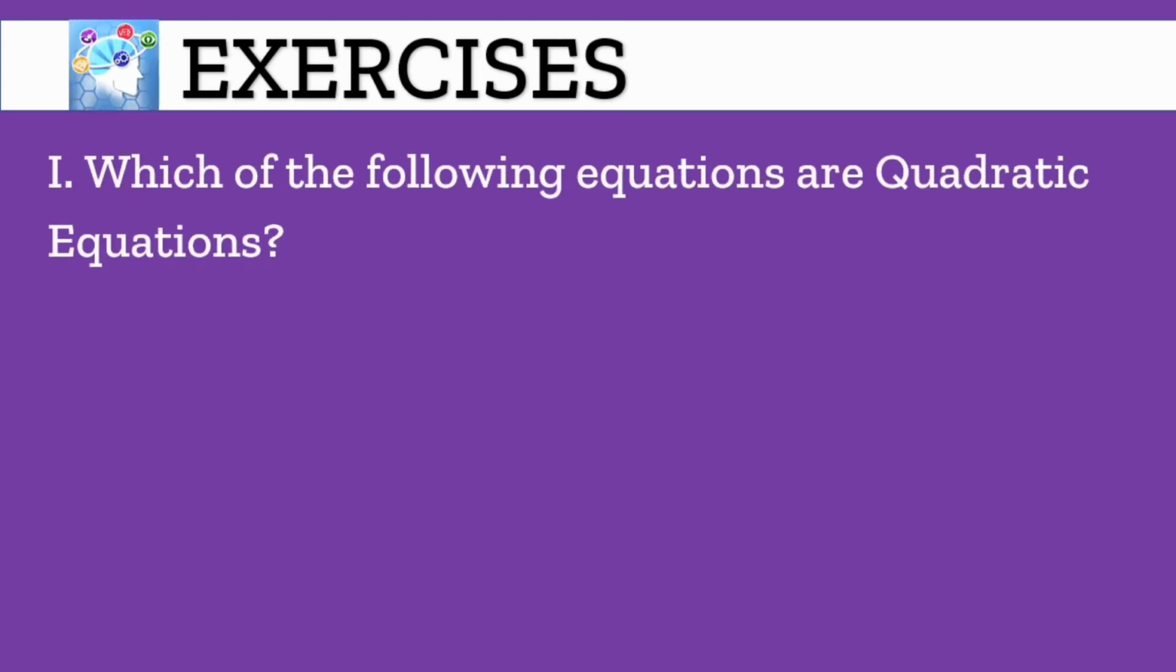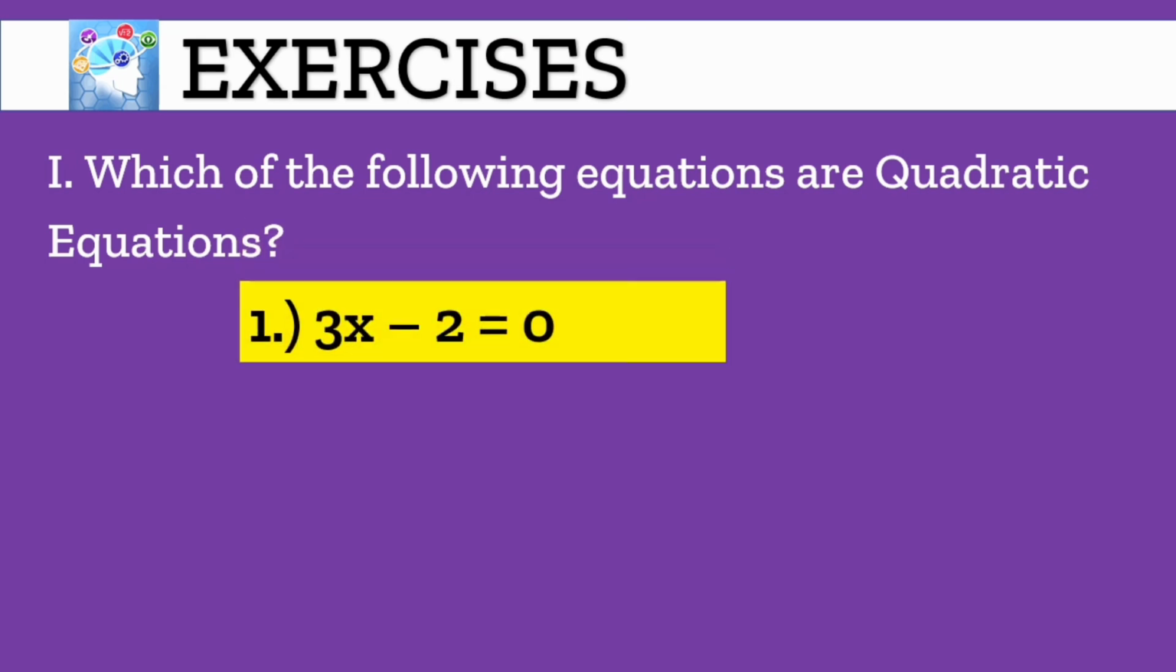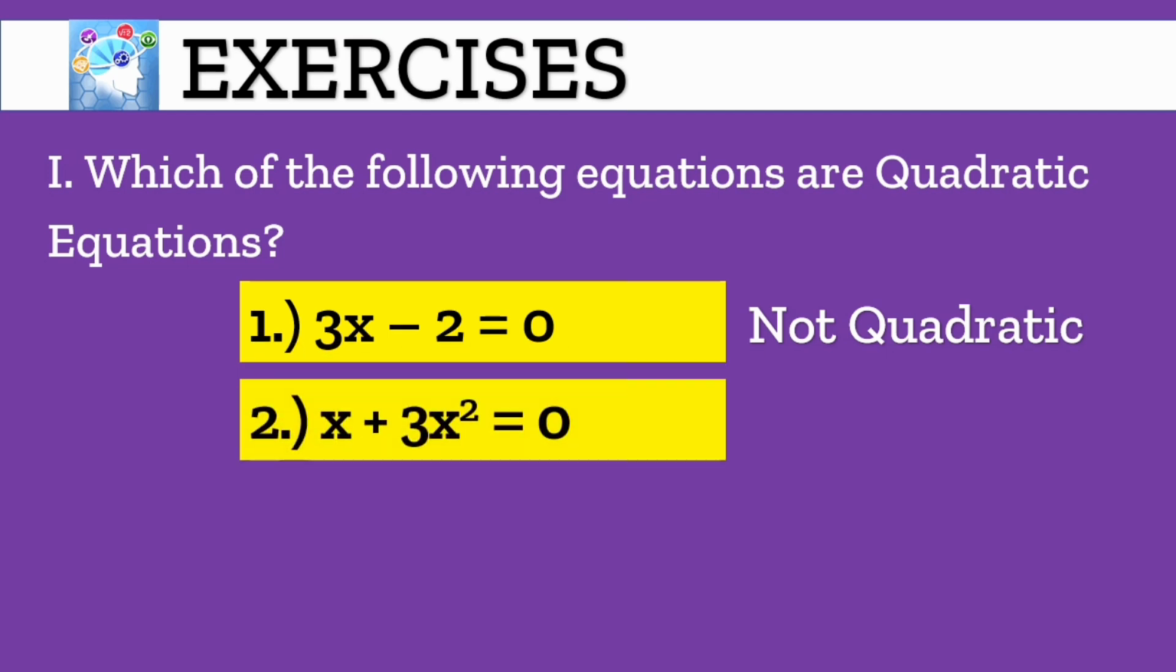Which of the following equations are quadratic equations? Number 1, 3x minus 2 is equal to 0. What do you think? Is it quadratic or not? The answer is not quadratic. We don't have a 2 exponent, right? Number 2, x plus 3x squared is equal to 0. Is it quadratic or not? The answer is yes, it is quadratic. We have here our 2 as the highest exponent.